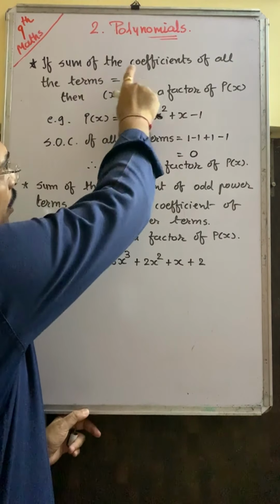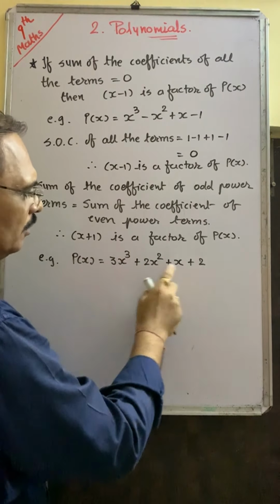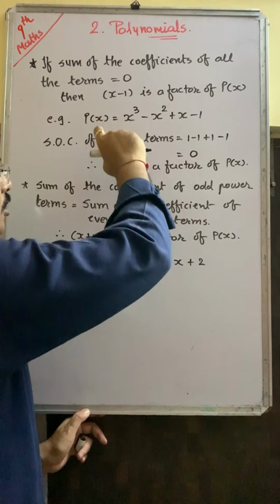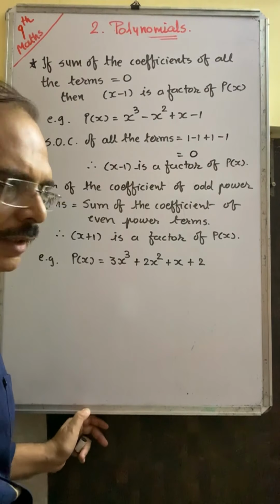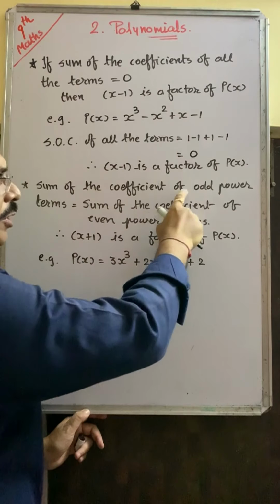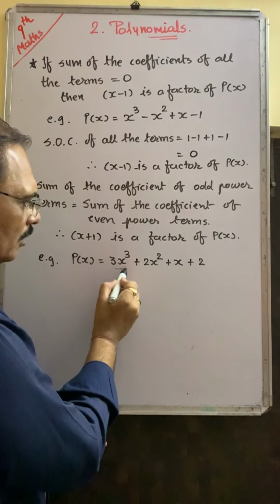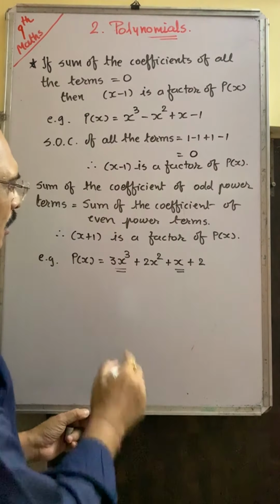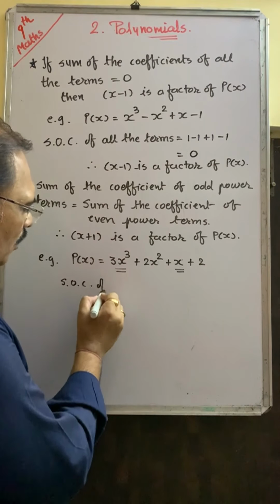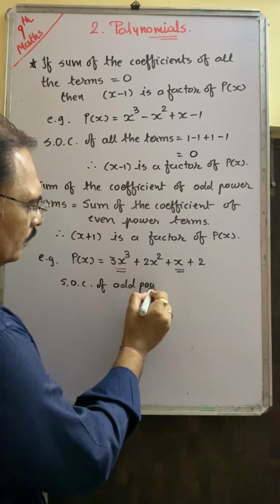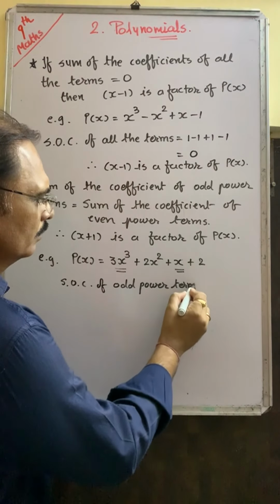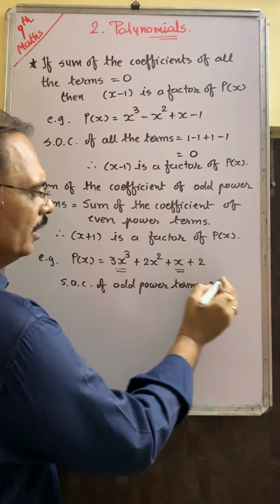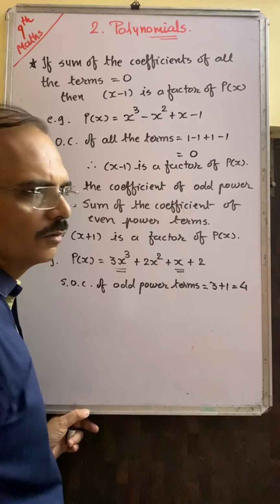See, if you apply sum of the coefficient of all the terms, then all the terms are positive, so it never be equals to 0. Then if it is not equal to 0, means if this rule is not applied, then apply this rule. Sum of the coefficient of odd power: 3 is the odd power, so this is odd power term, 1 is the odd power, this is odd power term. Okay, so sum of the coefficient of odd power terms: odd power coefficient is 3, odd power term coefficient is 1. So 3 plus 1 total is 4.